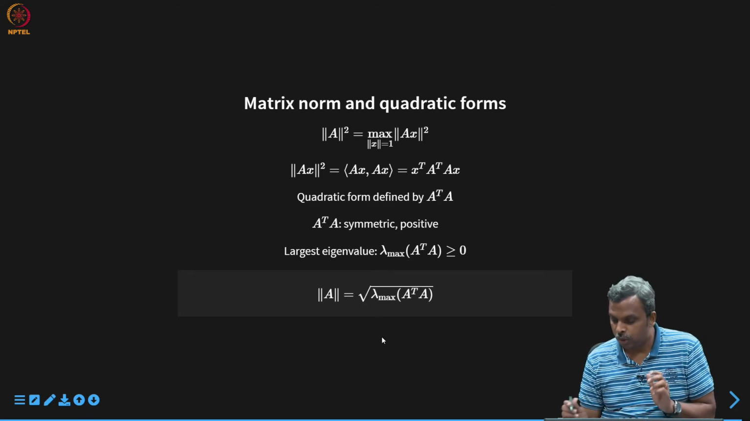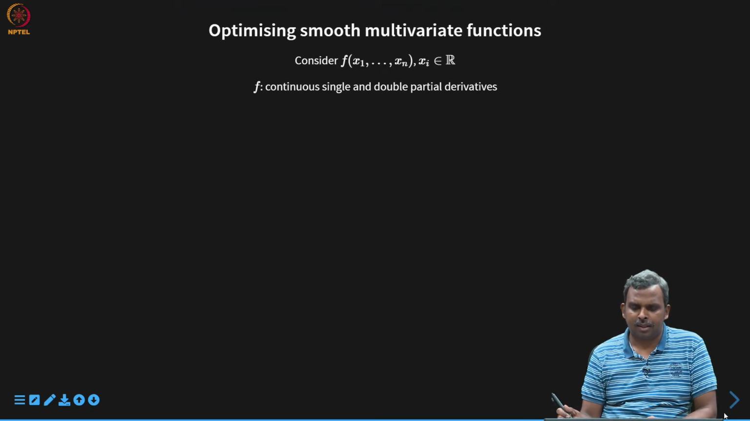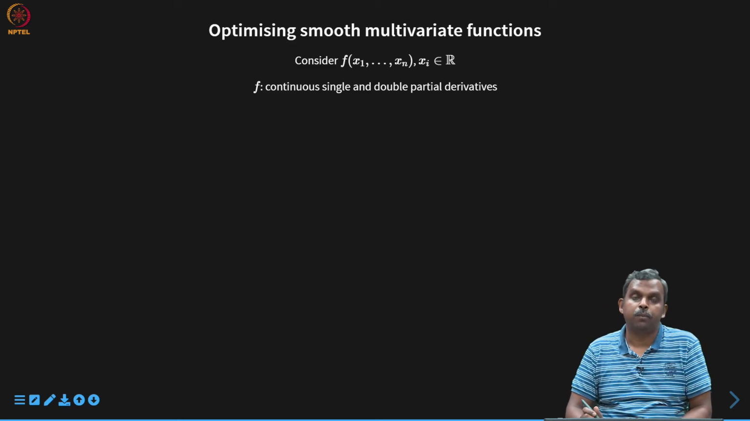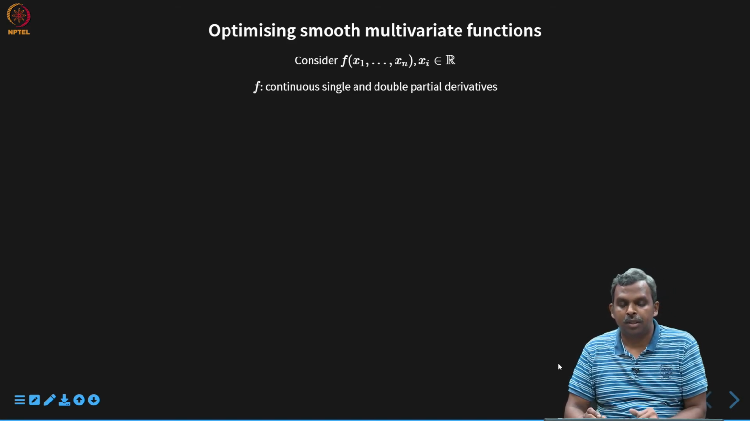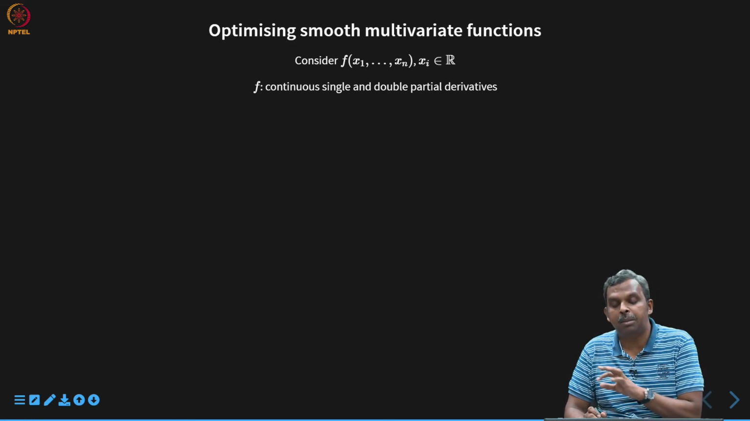Okay, so the last thing I want to point out in this lecture is basically an application of positive operators in optimization. So this shows up when you look at smooth multivariate functions, arbitrary functions. Let's say some function f of x1 to xn, each xi is a real variable, but f is smooth. What do I mean by smooth? I'll assume it has continuous single and double partial derivatives.